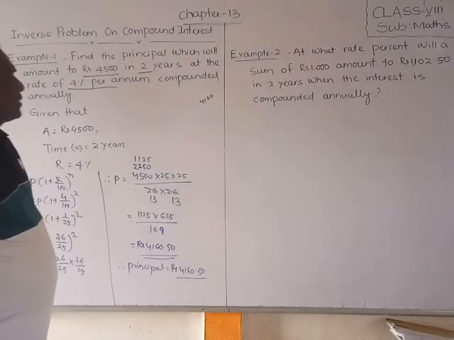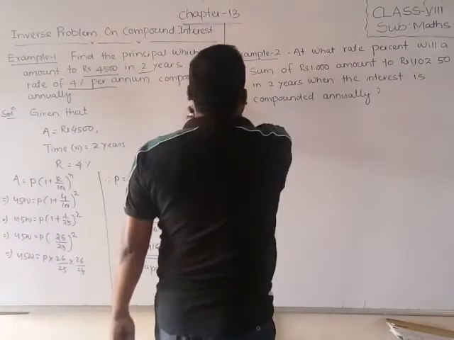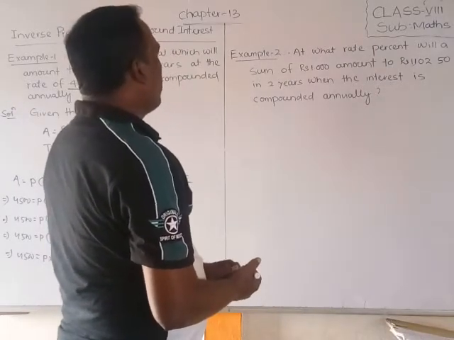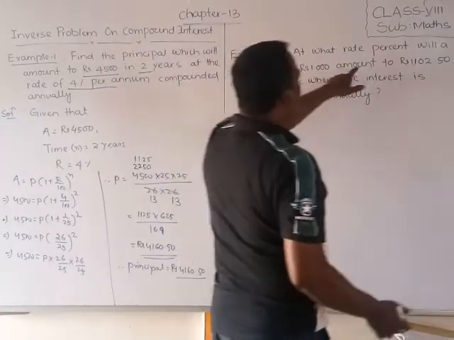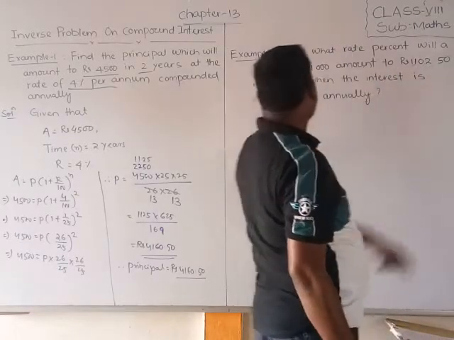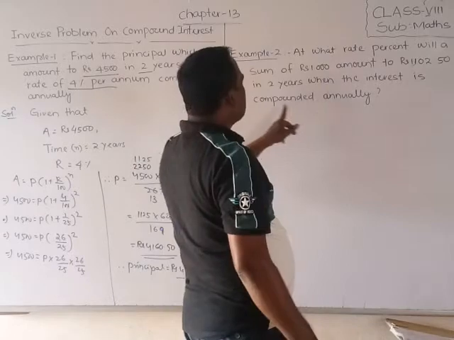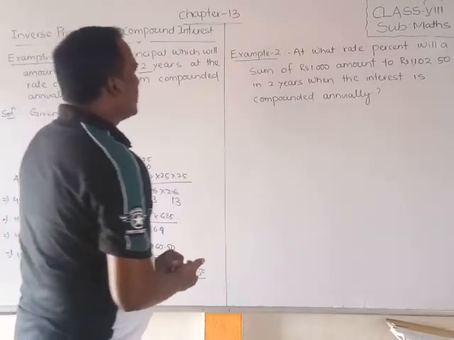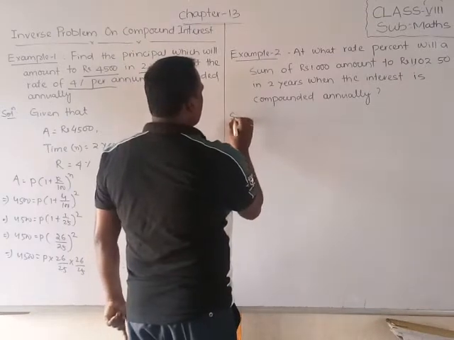Okay. Next, students, you will do example 2. At what rate percent will the sum of 1000 amount to 1102 rupees 50 paisa in 2 years when the interest is compounded annually? At what rate? Rate is being asked. And what is given? Solution.